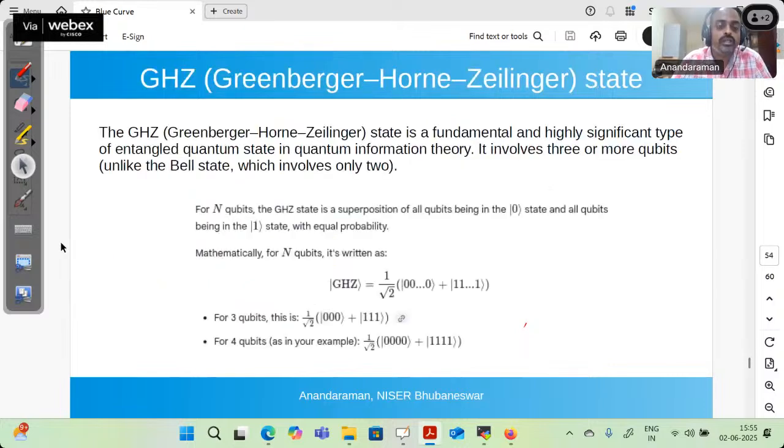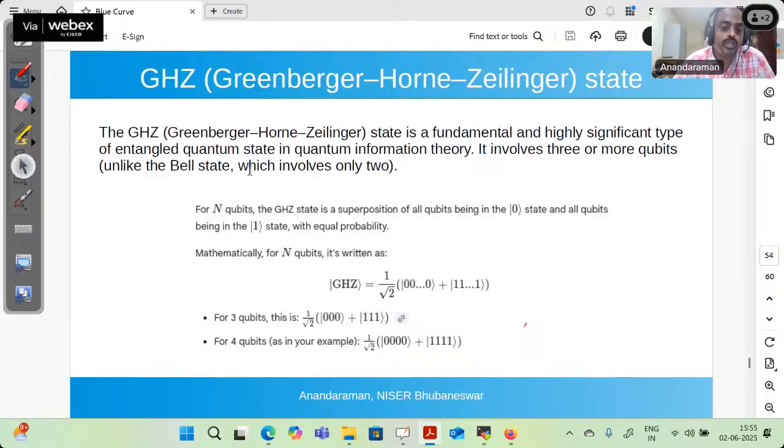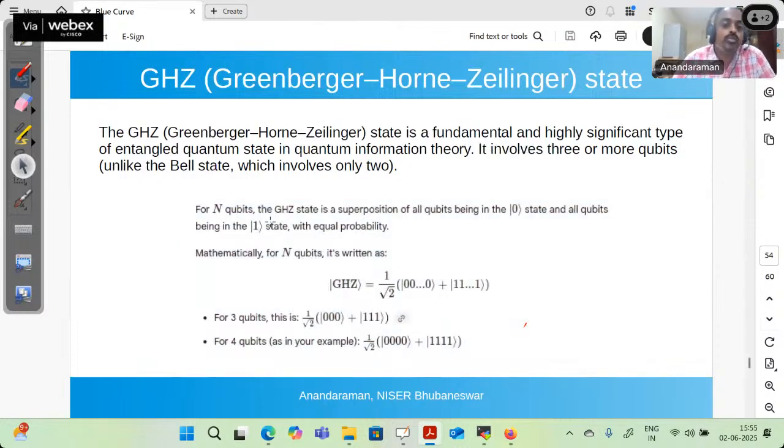Okay, the Hadamard gate we created. Now the GHZ state, named after the scientists Greenberger, Horne, and Zeilinger, is a fundamental and highly significant type of entangled qubits. In the Bell state, we are creating entanglement of 2 qubits only, but in this state we can create 3 or more qubits. Here more qubits can be entangled. For n qubits, it is a superposition of all qubits being in the 0 state and all qubits being in the 1 state with equal probability.